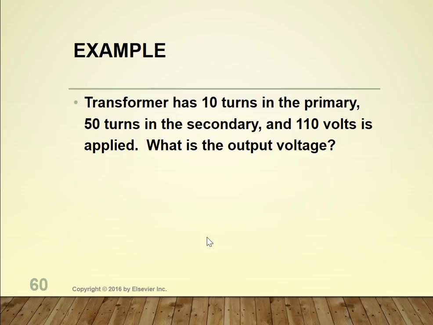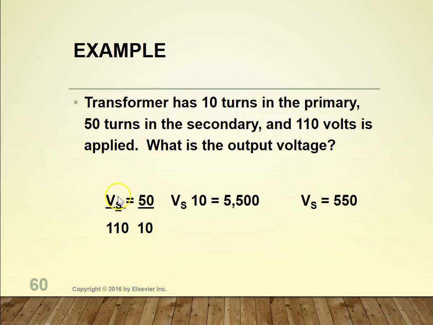If you were given this equation, and you may very well be given this, here's an example. A transformer has 10 turns in the primary, 50 turns in the secondary, and 110 volts is applied. So what is the output? Your 110 is going to be your primary, and you're looking for your secondary. So you have Vs over Vp equals Ns over Np. Cross multiply: secondary voltage times 10 is equal to 50 times 110, which is 5,500. Divide both sides by 10 to leave this by itself, so your secondary voltage is 550.